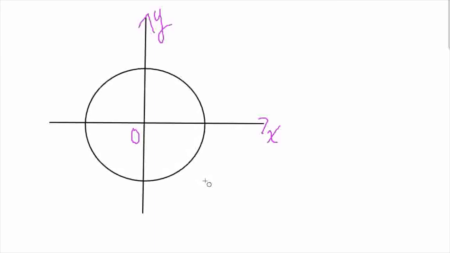So let me talk about that now. So let's create XY coordinate axes, and let's put a unit circle. That means a circle with a radius of 1, and let's center it at the origin.